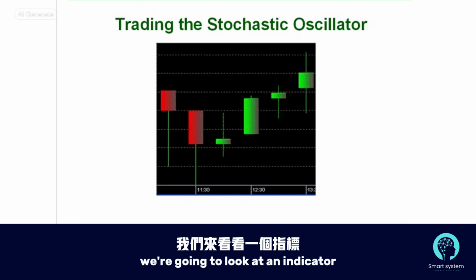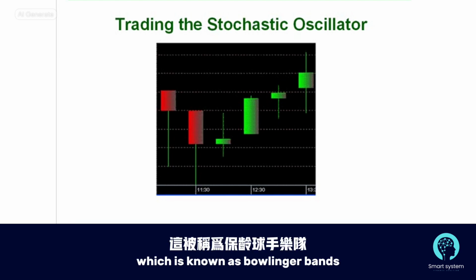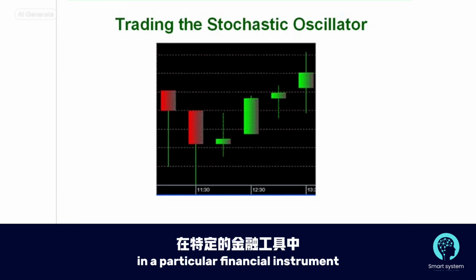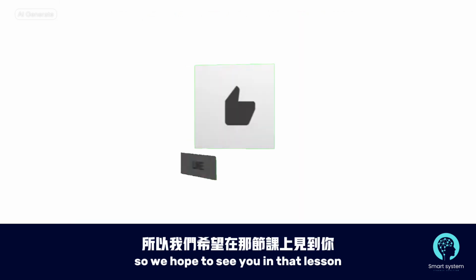And next lesson, we're going to look at an indicator which is known as Bollinger Bands, which is going to give us a picture of the volatility in a particular financial instrument. So we hope to see you in that lesson.